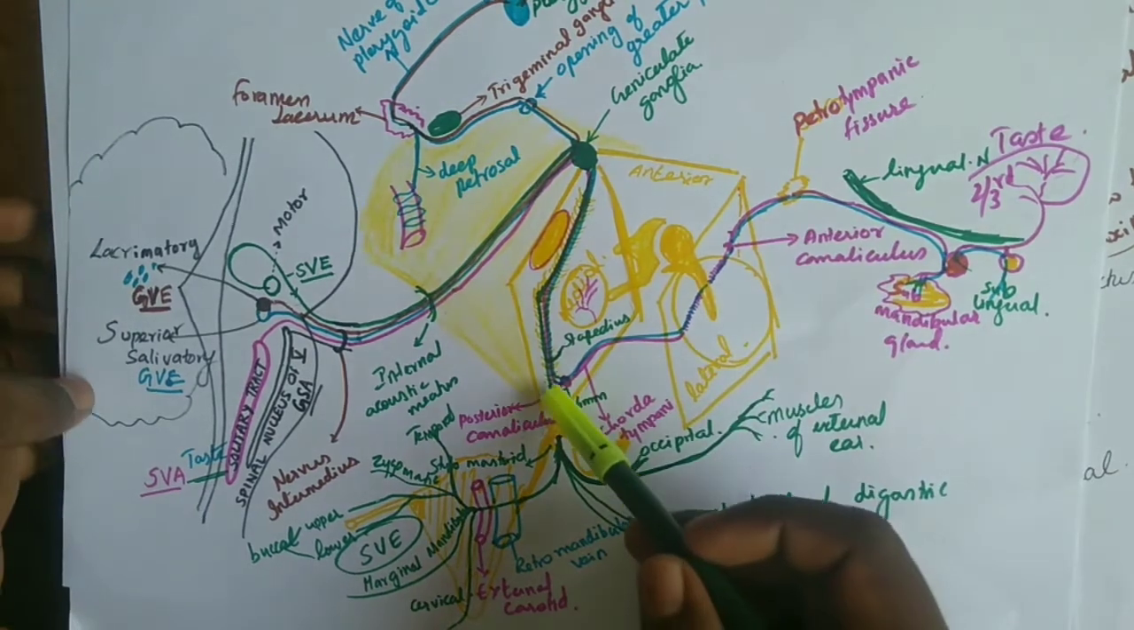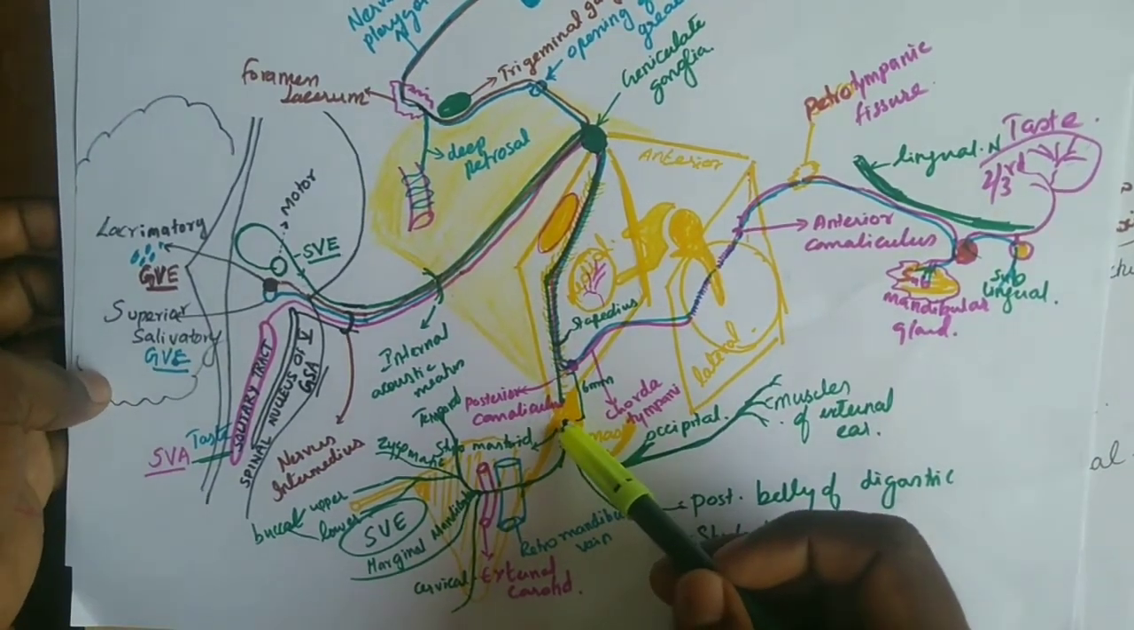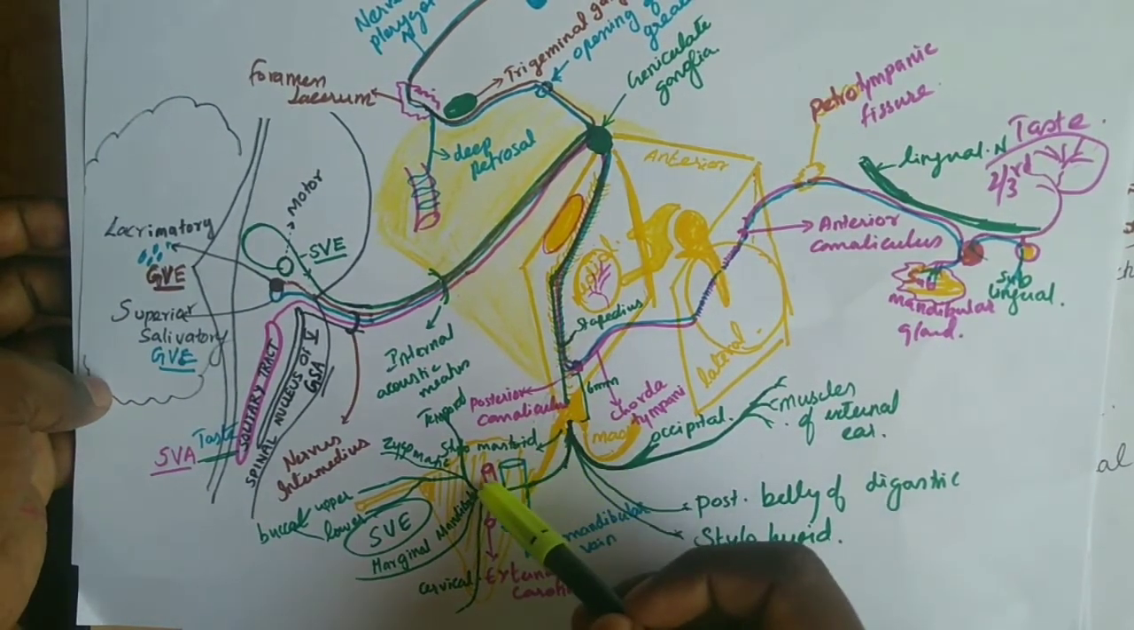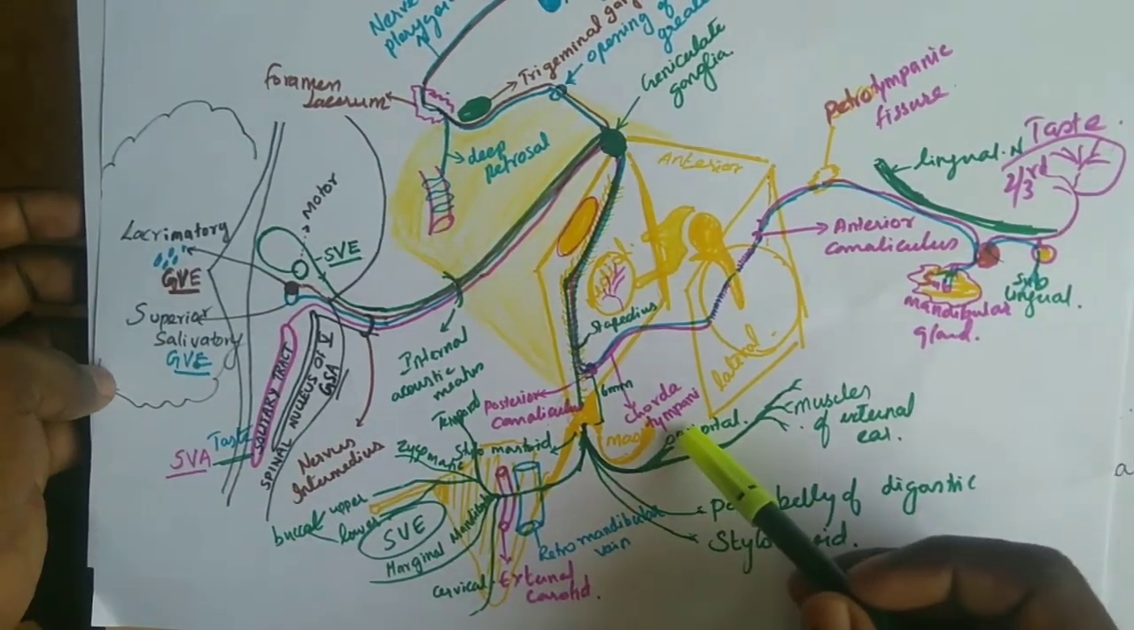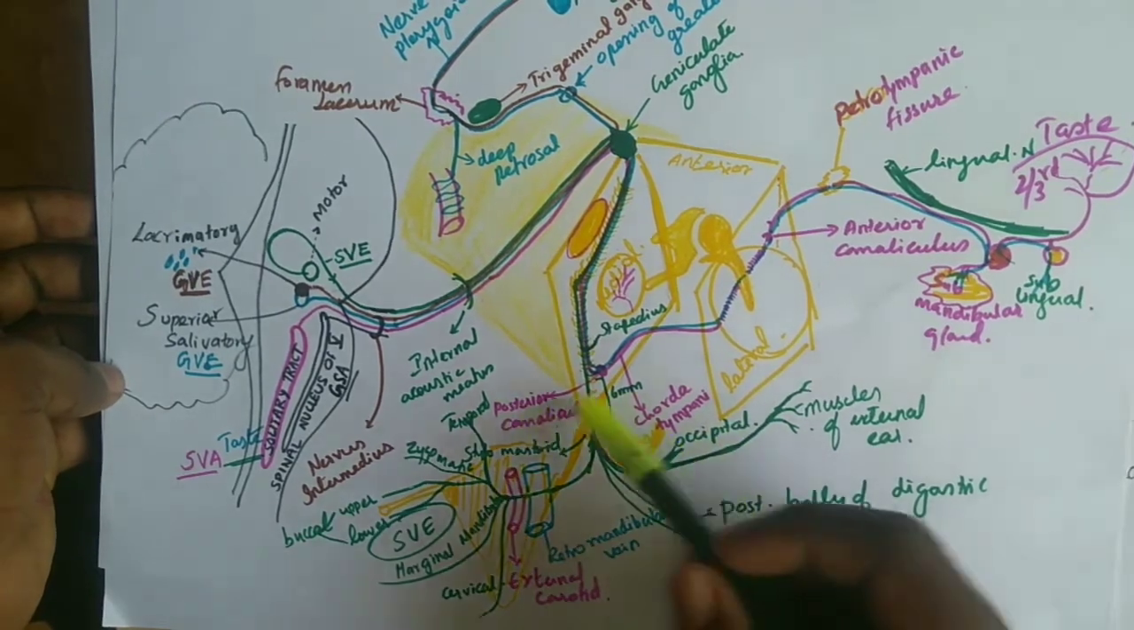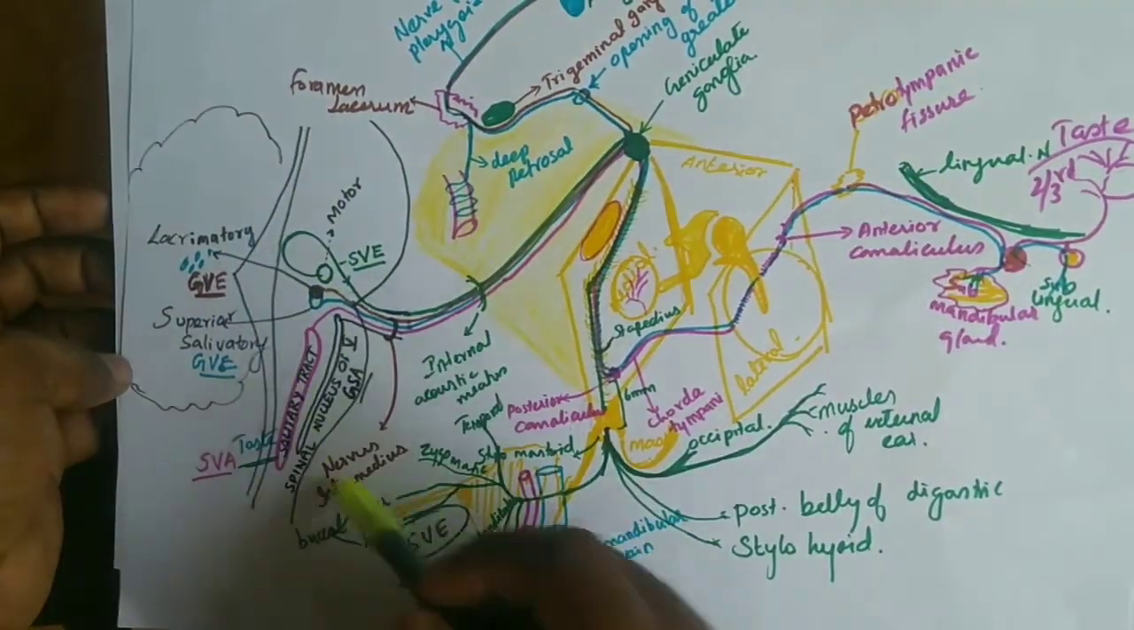Next, after coming out of the stylomastoid foramen, it gives terminal branches for the muscles of facial expression and also to the occipital belly of occipitofrontalis. This is about the branches of the facial nerve.